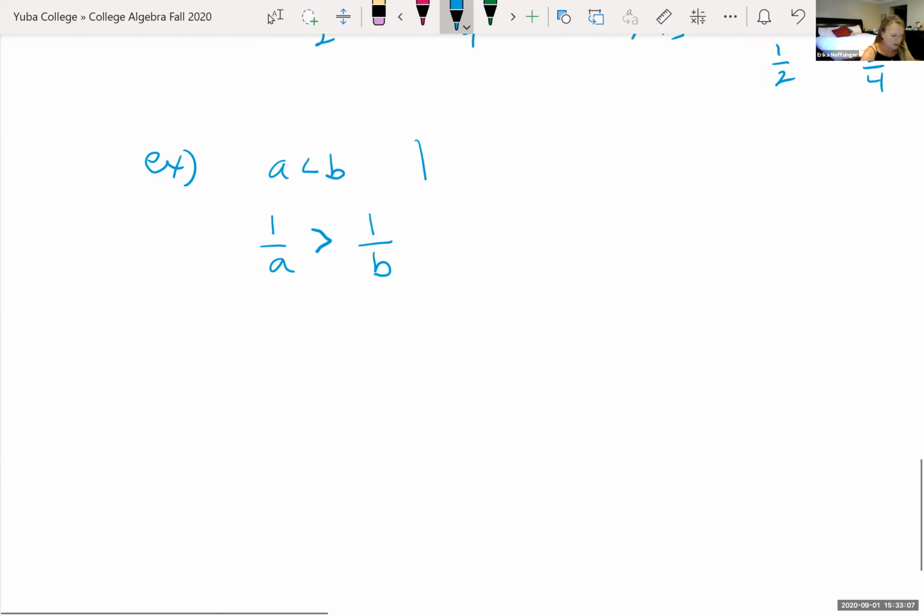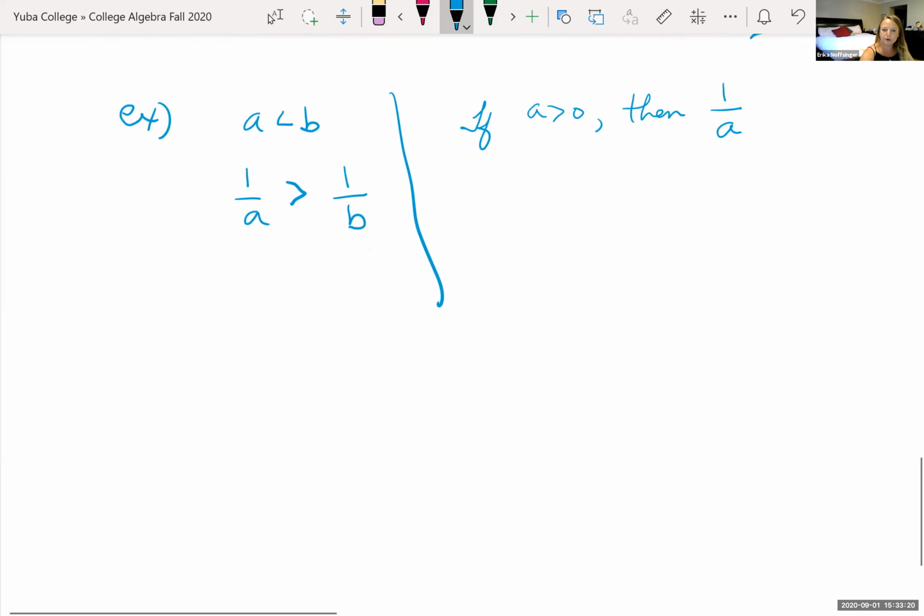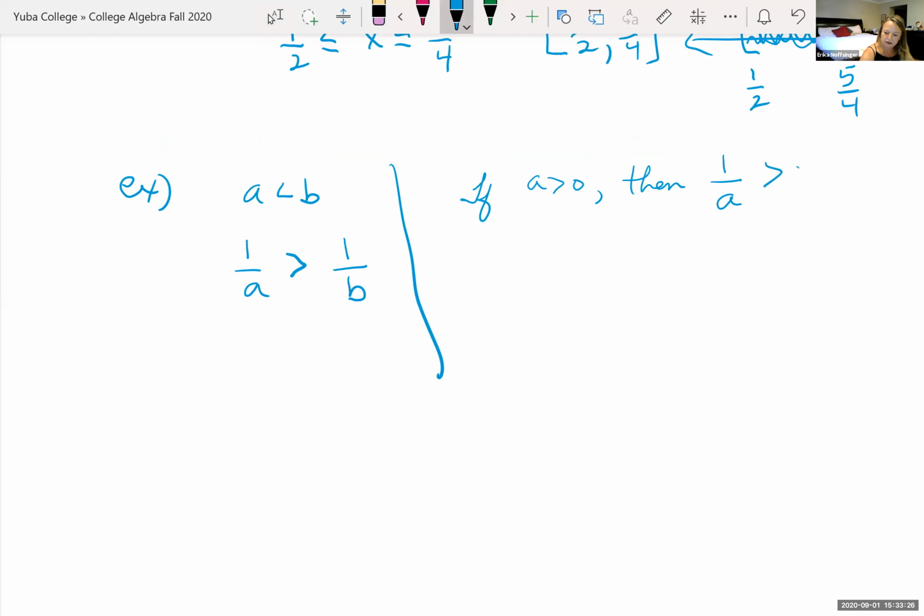If A is greater than 0, then wouldn't it make sense that if you have a positive number and you put 1 over a positive number, that would still remain positive? So if we know A has to be greater than 0, then we know 1 over A has to be greater than 0. If A is less than 0, then it would make sense that 1 over A is still less than 0, because 1 over a negative is a negative.